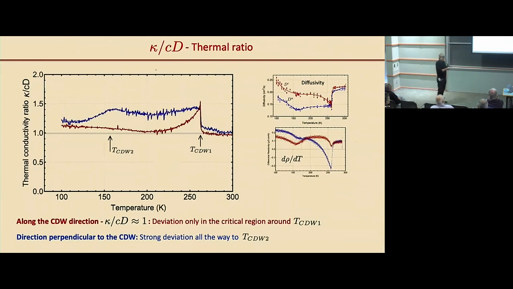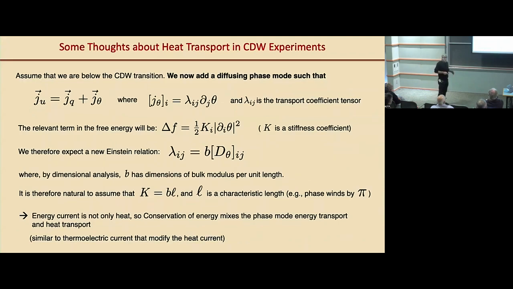But in the perpendicular direction, we have a deviation from the ratio, from the 1, and it continues all the way to the second CDW, where the system becomes more isotropic, and then below that, it goes back towards 1. So there is a regime here in which, in one direction, that ratio is obeyed. In the perpendicular direction, it's not, as if there is a difference in the hydrodynamics in between these two CDWs.